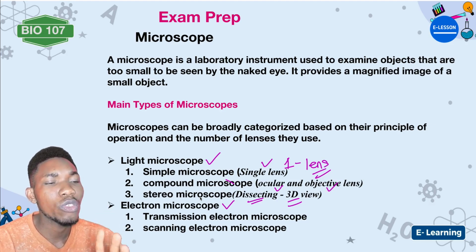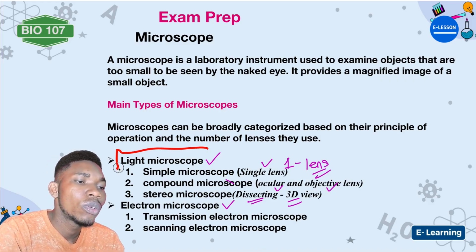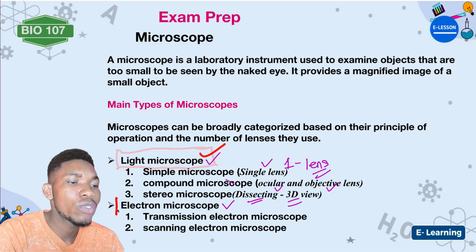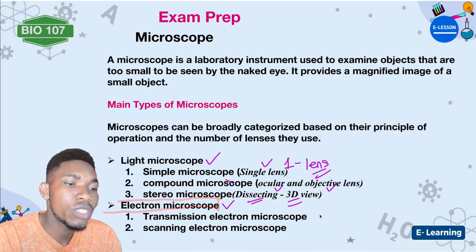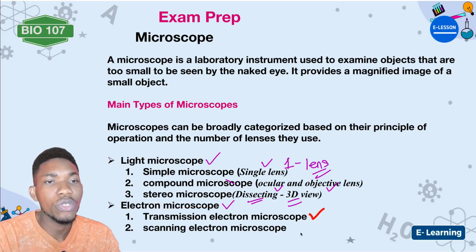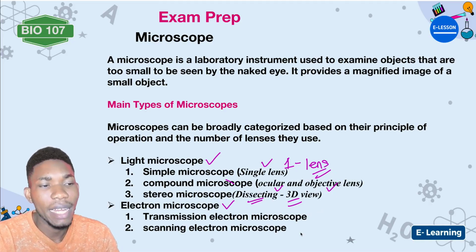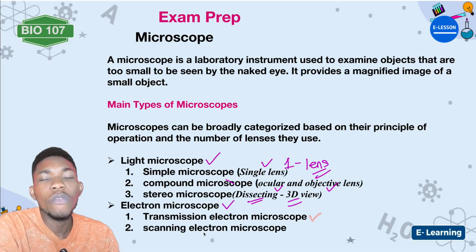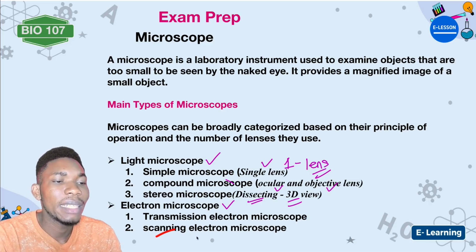Then we have the electron microscope, that is the other classification. Now, this classification, light microscope and electron microscope, is based on what is used for the entire procedure. Light microscope uses light, electron microscope uses what? Electrons. We have two types of electron microscope. We have the transmission electron microscope, which transmits electrons through a very tiny piece of sample that is to be enlarged. That one is transmission electron. While the scanning electron microscope scans electrons over the surface of what you want to magnify. That one is the scanning electron microscope.